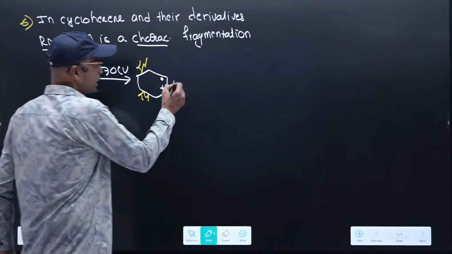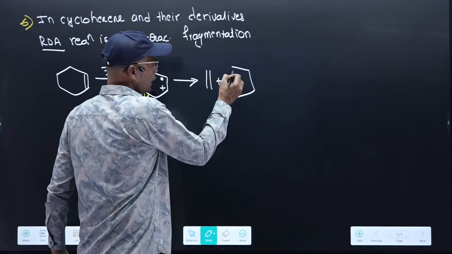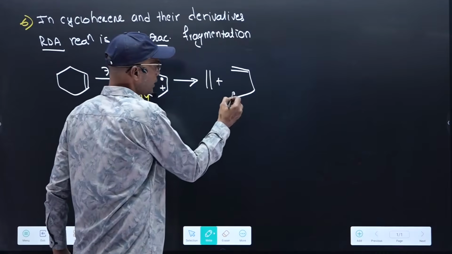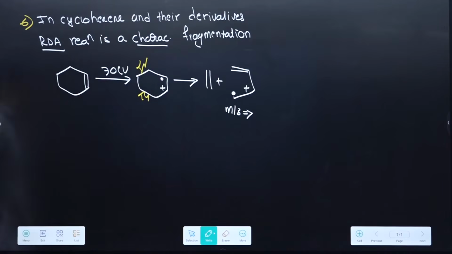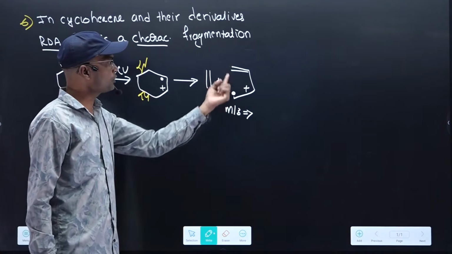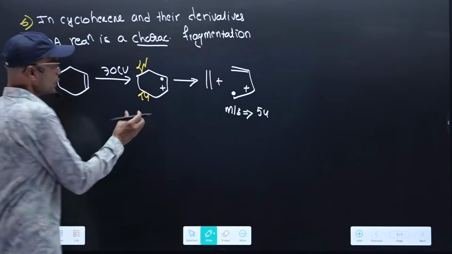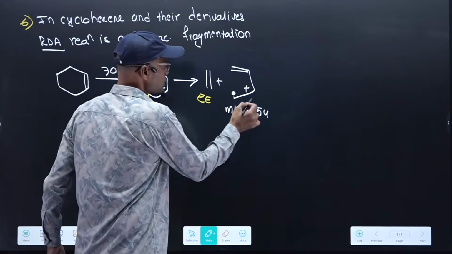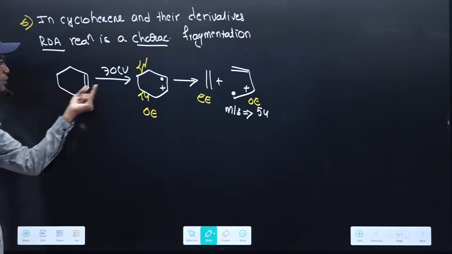Retro-Diels-Alder. So I can write like this. See, if I break here and here, here will get one radical, here one radical. So I can say dienophile, and what is this? This radical, double bond, and here radical, and this is cation. So what about MZ value here? 1, 2, 3, 4, 48, 50, 52, 53, 54. So MZ value is 54. So this is an odd electron ion. It becomes an even electron species, and one more is odd electron. Yes, it is possible. Matching or not? Everywhere, if cyclohexene is given, your answer is this one.